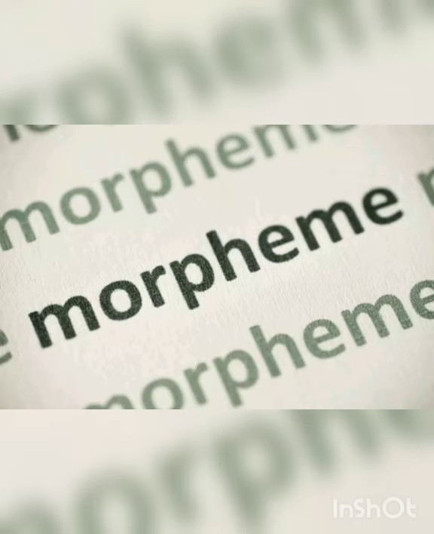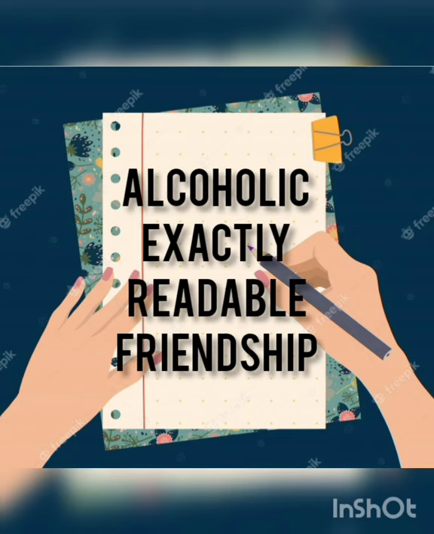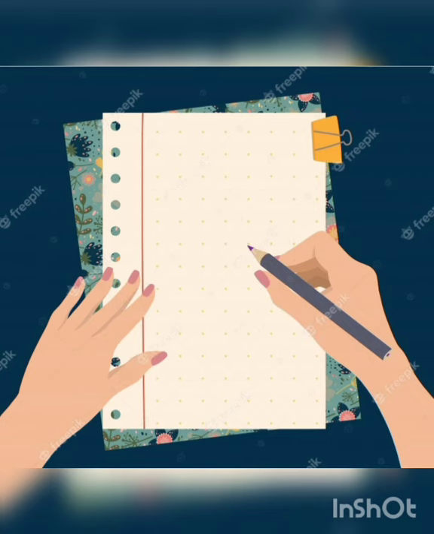Morphemes are the smallest units that carry meaning or fulfill some grammatical function, the smallest part of a word with independent meaning. And we have here some examples of English derivational morphemes. Number one is alcoholic, the second is exactly, the third is readable, and the final is friendship.